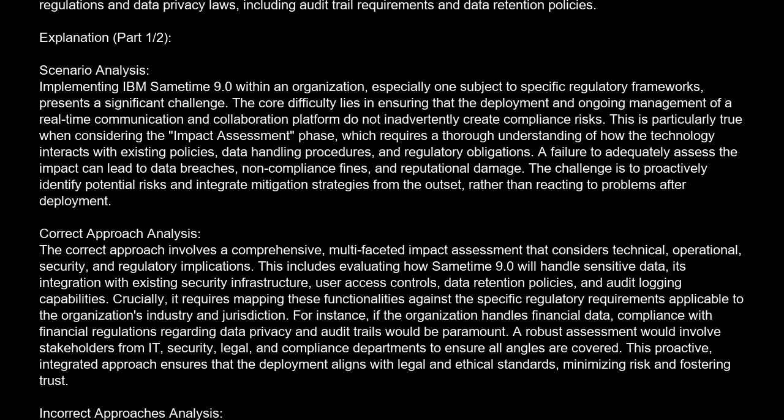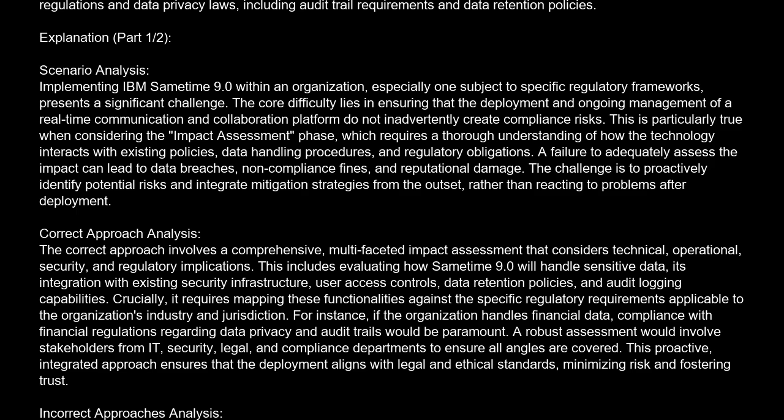A failure to adequately assess the impact can lead to data breaches, noncompliance fines, and reputational damage. The challenge is to proactively identify potential risks and integrate mitigation strategies from the outset, rather than reacting to problems after deployment. Correct approach analysis.